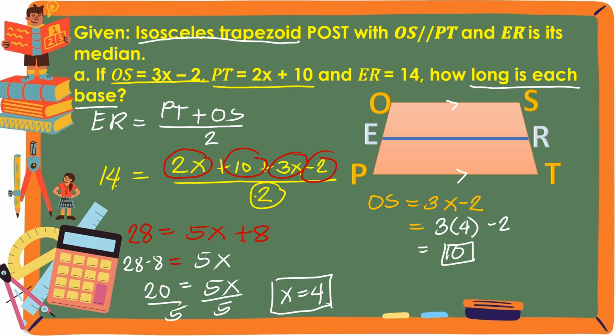Next, ano naman daw yung PT? Ang PT naman natin ay 2x plus 10. So, ang ating x ay 4. So, 2 times 4 is 8. Plus 10, that is 18.